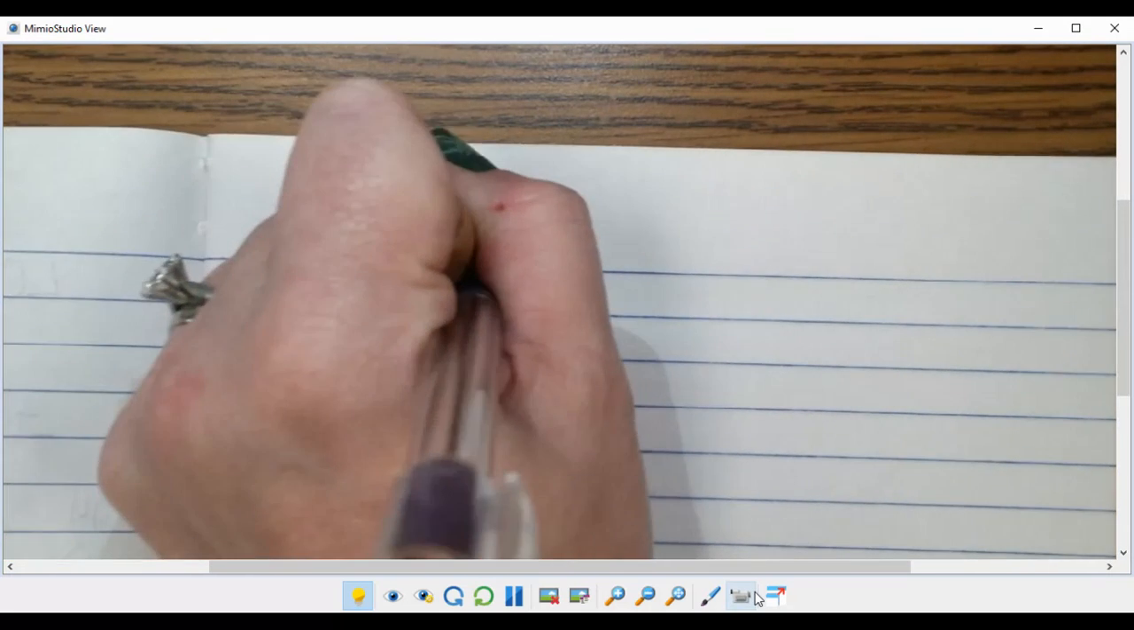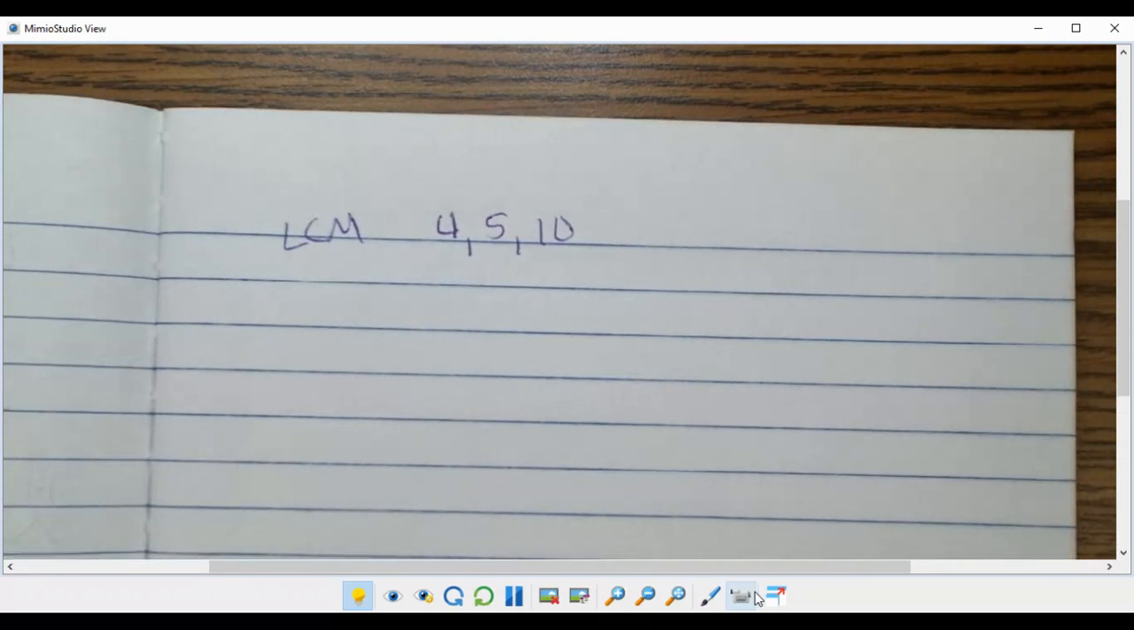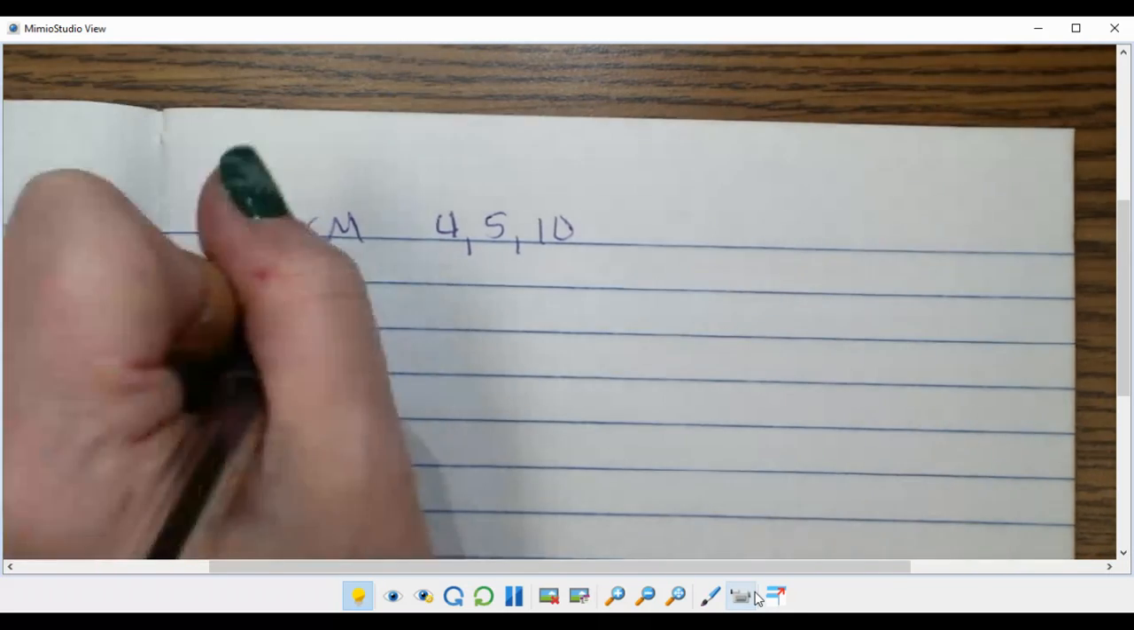All right, let's try a set that has 3 numbers. So we're going to find the LCM of 4, 5, and 10. Now remember that the ladder method will not work for more than 2. So the ladder, unfortunately, is not an option for this case. We're down to list or tree. I'll do both to show you.